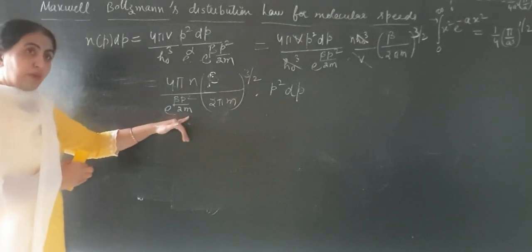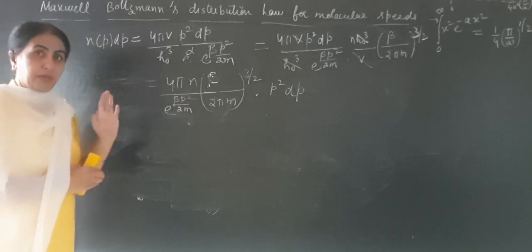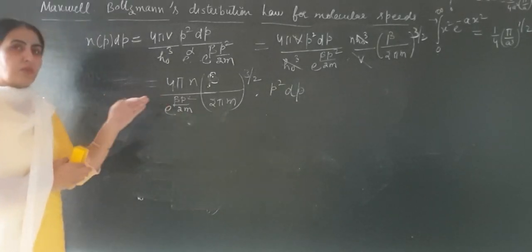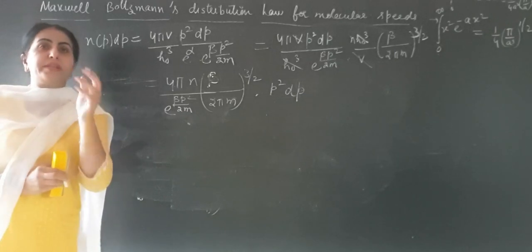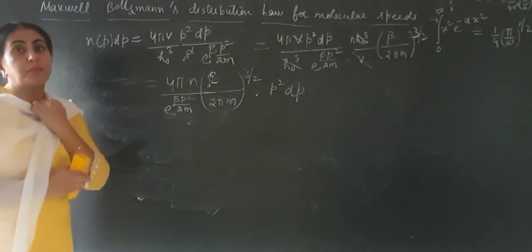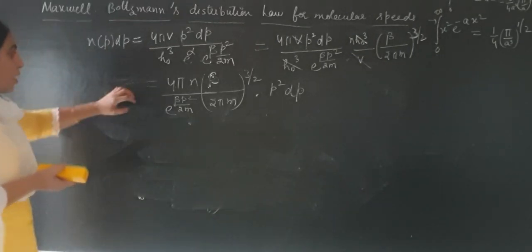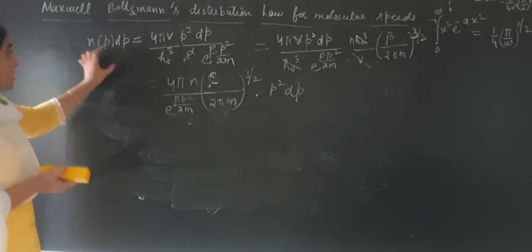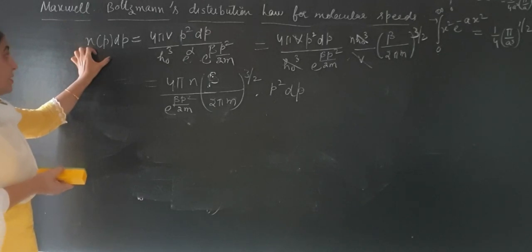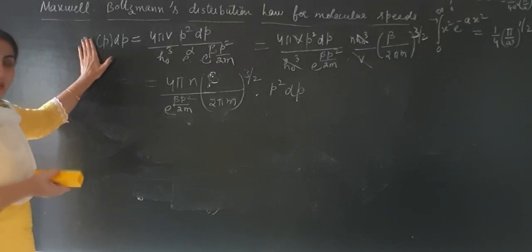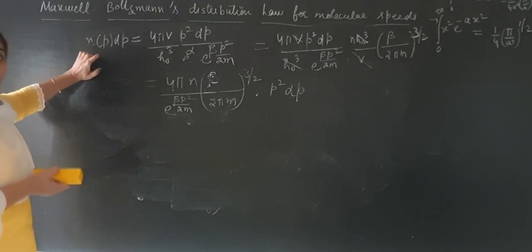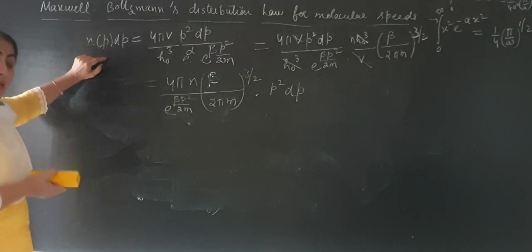We have removed alpha from here. Now only we have beta. So now our aim is to find out beta. How can you find out beta? For beta, first convert it into the energy interval. It is the number of molecules in the momentum interval. Now we convert it from the momentum interval into the energy interval.